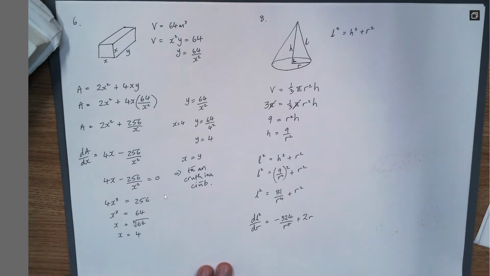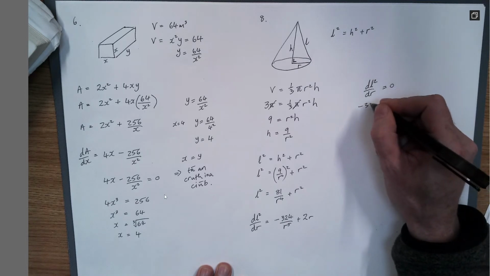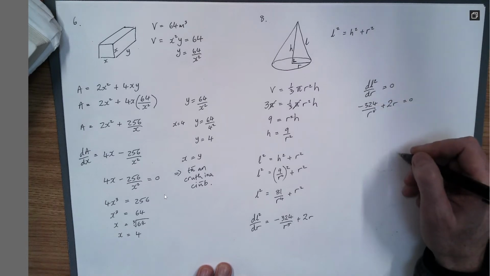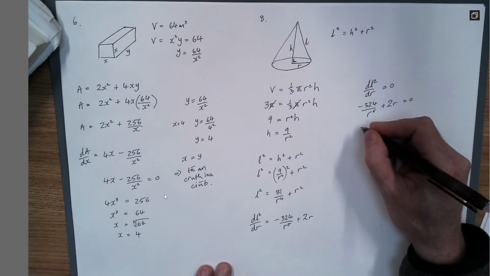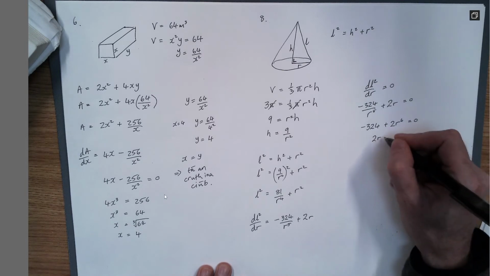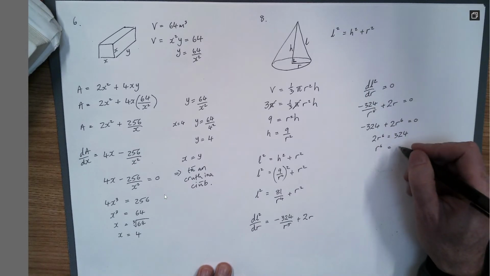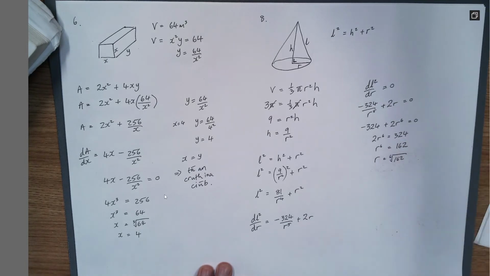Now we set d L squared dr equal to 0. So minus 3 over r to the power of 5 plus 2r equals 0. Multiplying through by r to the power of 5 gives 2r to the power of 6 equals the constant, so r is the cubic root or power of 6 of 162. You will need to use decimal places. That is the answer.